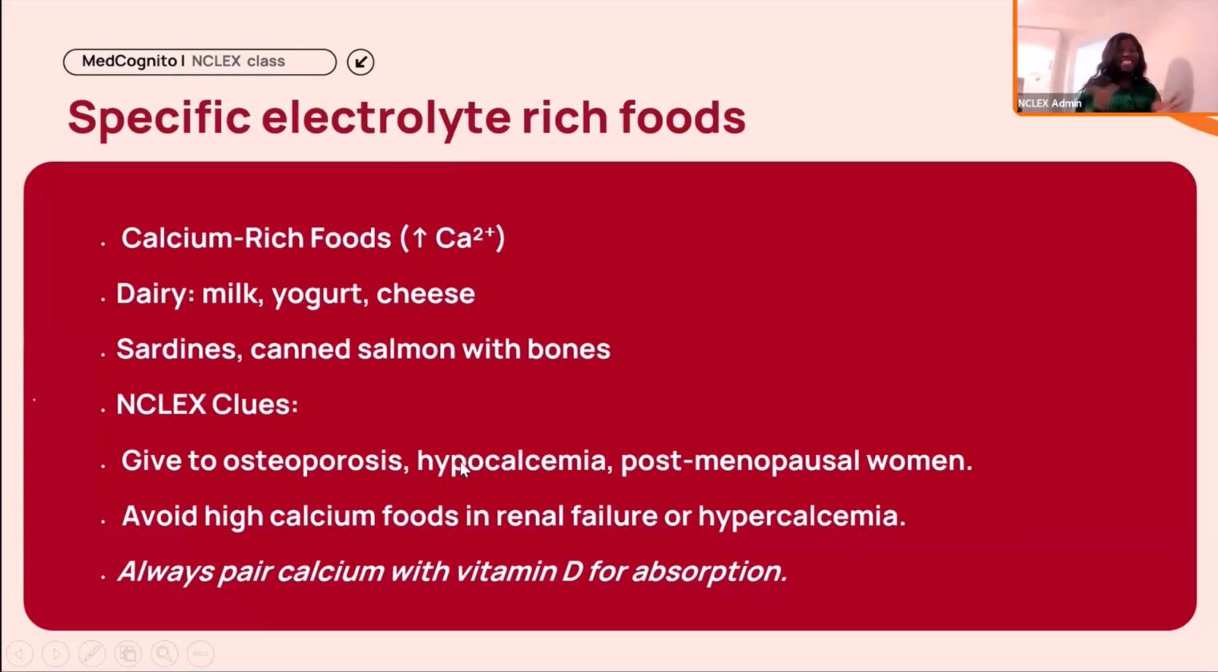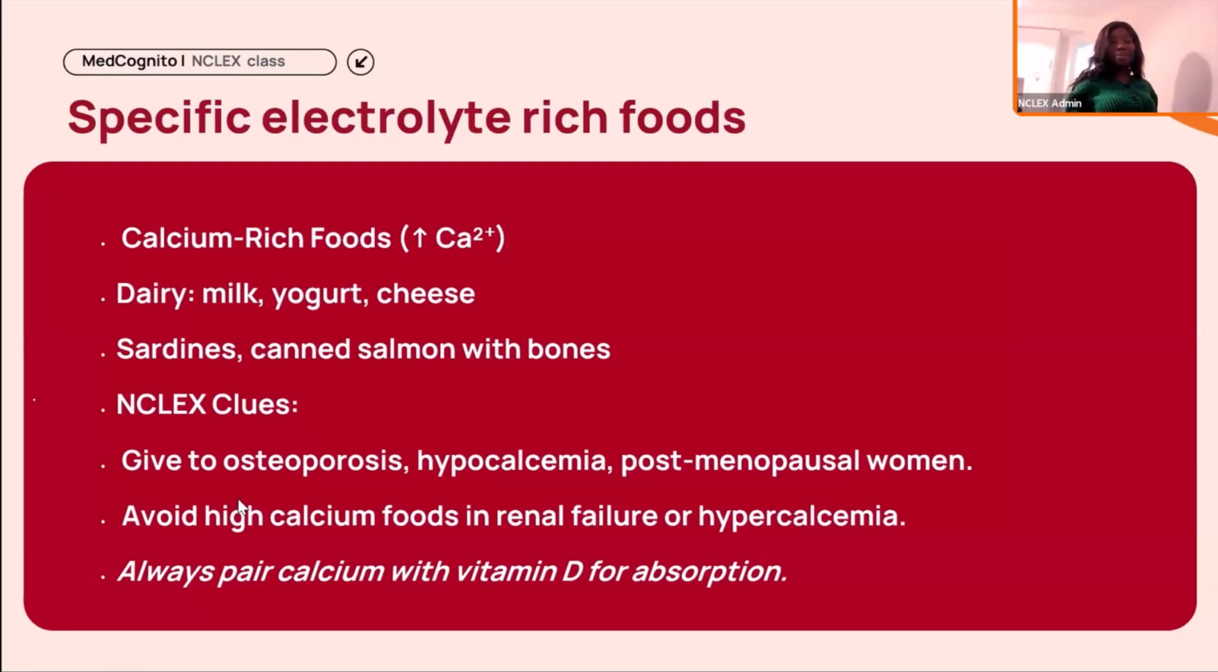So sardines, canned salmon with bones, they all have a lot of calcium. So when will you pick that? So if client has osteoporosis, has hypocalcemia, if it's a postmenopausal woman, they need calcium, okay? And then avoid high calcium foods in renal failure or hypercalcemia. There's already a lot of calcium. We do not give, okay, calcium-rich foods.